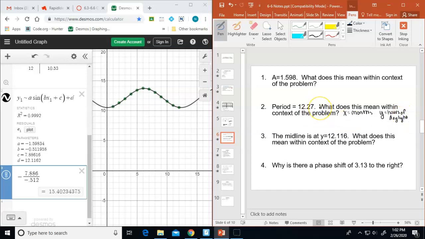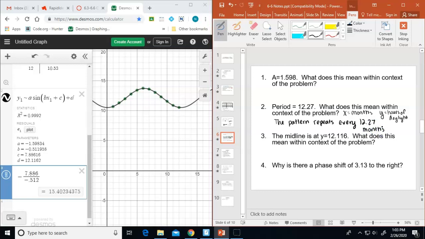So, what does the 12.27, the period that we found, tell us? It doesn't have to do with the day. Or it does have to do with repeating. So, how long does it take for it to start to repeat? 12.27 months. Because when you're looking at periods, you're looking at the x-axis, so it's going to be months and not the hours. The pattern repeats every 12.27 months.